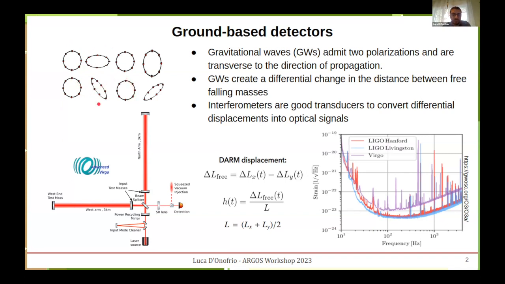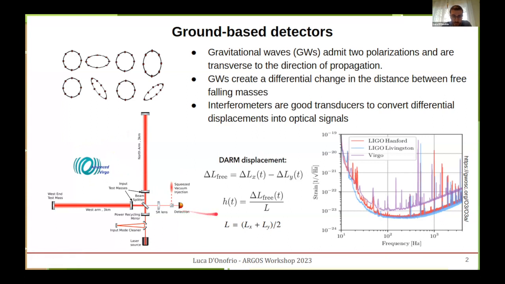The ground-based detectors are interferometers that are good transducers that convert the displacement into an optical signal. This is a picture of Advanced Virgo, the interferometer in Italy, near Pisa. There are then two other ground-based detectors in the US, the two LIGO, and then there is also Kagra, the underground Japanese interferometer.